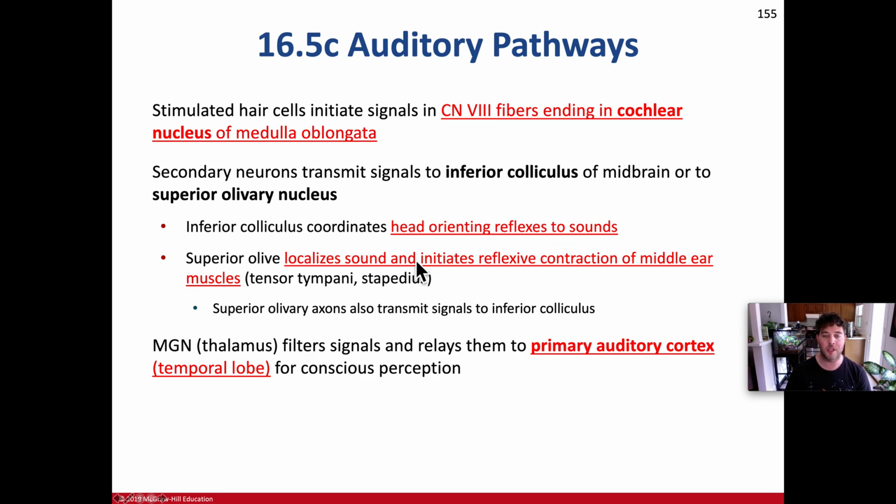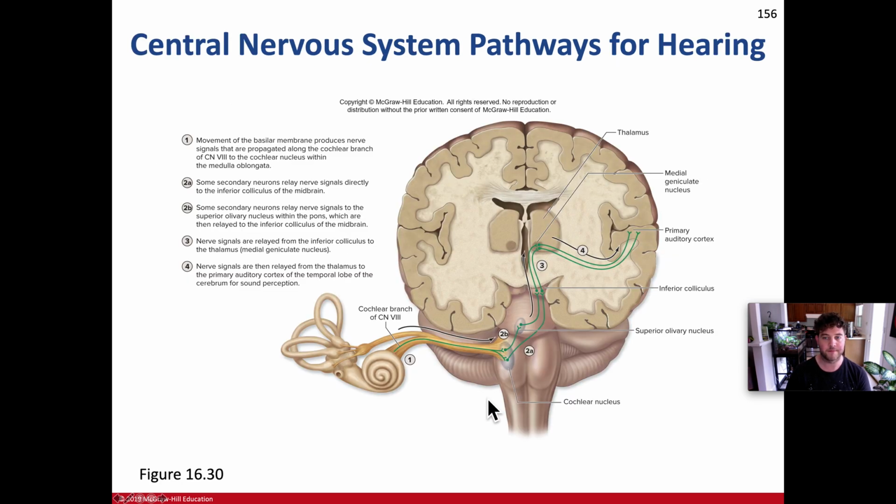And the superior olive localizes sound and initiates reflexive contraction of middle ear muscles to help make sure they're not amplifying too many loud sounds. Your MGN, the medial geniculate nucleus, is in your thalamus. It filters signals and relays them to the primary auditory cortex in the temporal lobe for conscious perception of that sound. So you have a couple different places it's going: the medulla oblongata, some portions in the midbrain, and then the temporal lobe for conscious perception, the primary auditory cortex. Here's what that looks like if you enjoy having a graphic representation of that.